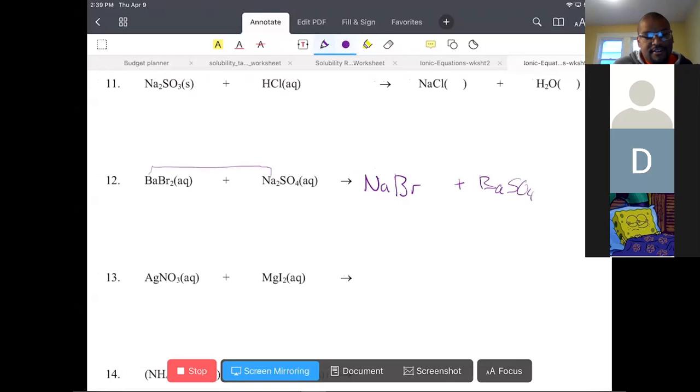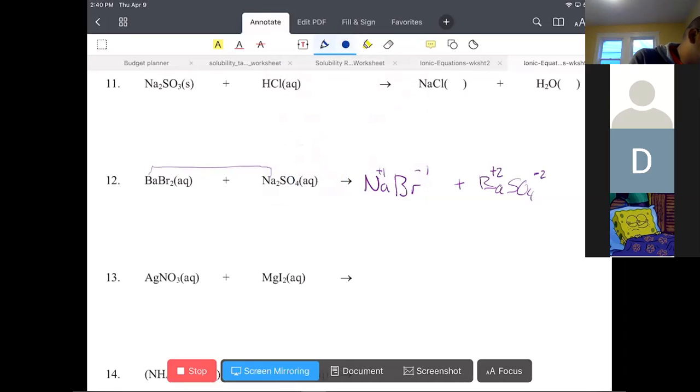I have to charge balance them. Here I have a +1 charge and a -1 charge because of the columns. Na is in the first column, Br is in the 7th column, or 17th column. Barium is in the second column, so it has a +2. If you check your resources sheet, you should have the polyatomic ions, where sulfate has a -2 charge. Each one is going to cancel and give me 1 and 1. Now we have to balance it.